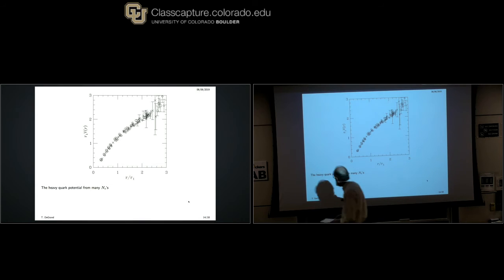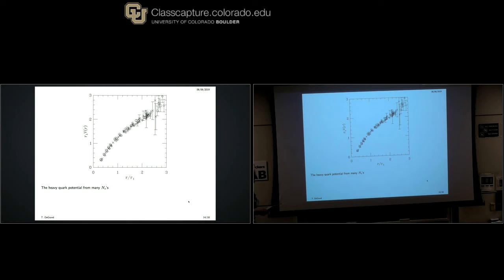The other thing, if you're in the front row, you can see there are a lot of plotting symbols right here. This is actually data from simulations with 2, 3, 4, and 5 colors of quarks superposed, okay? And they've been scaled, the various data have been scaled so that they match at some point here, okay?